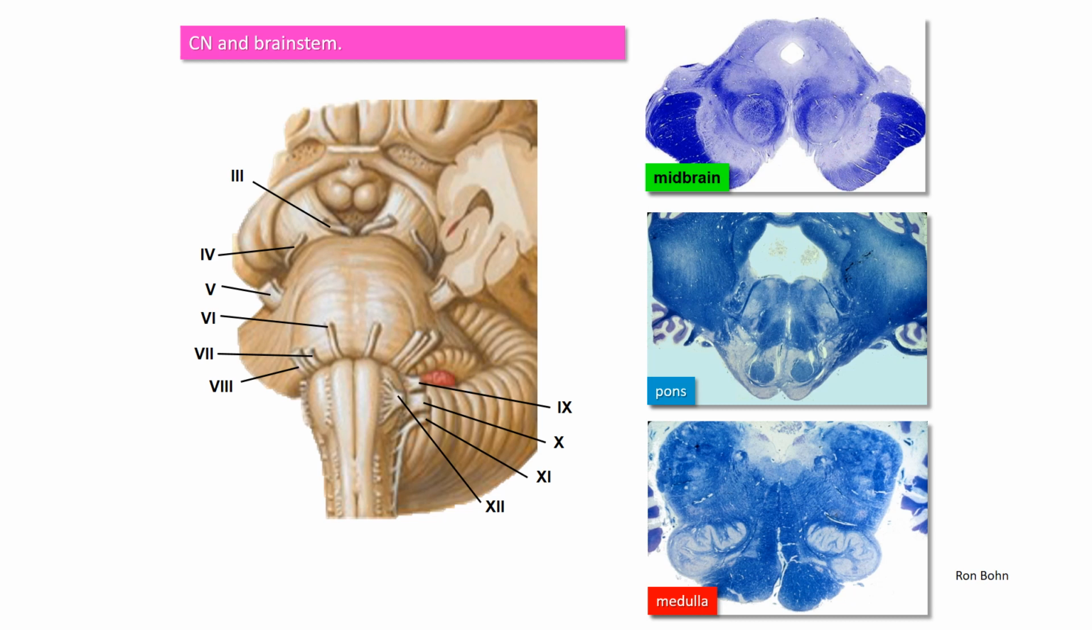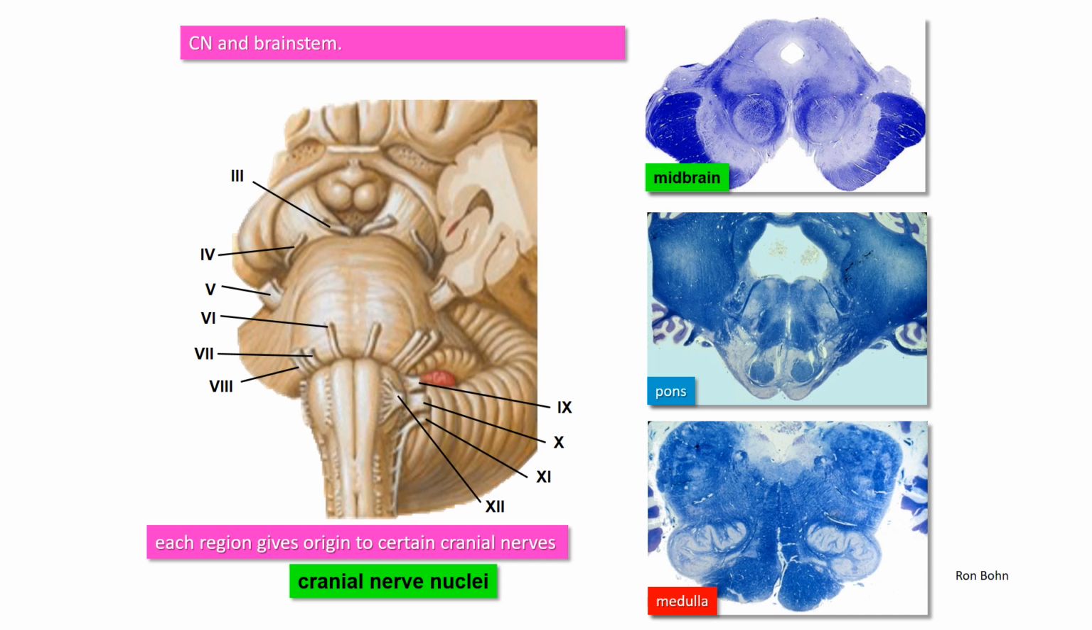Just a quick note, you will be responsible for being able to identify all of these cranial nerve exits on the picture that you see on your left here. The cross sections that you have on the right give you another visualization, another image in terms of being able to see where they are, but you will not be required to label that one. The one on the left you would be expected to be able to label. So as we said, each region gives origin to certain cranial nerves.